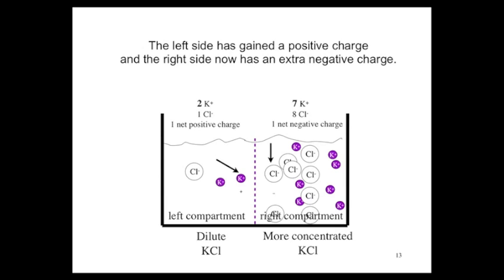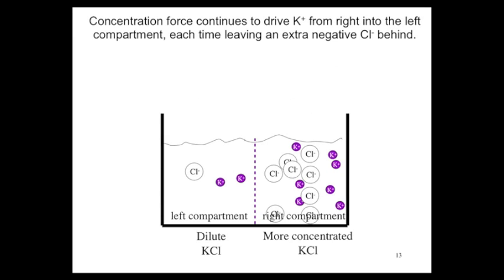So the left side has 2 potassiums and 1 chloride, one net positive charge, while the right side has 7 potassiums and 8 chlorides, 1 net negative charge. The concentration force continues to drive potassium from the right into the left compartment, each time leaving an extra negative chloride behind. There it goes. And bingo, there goes another one.